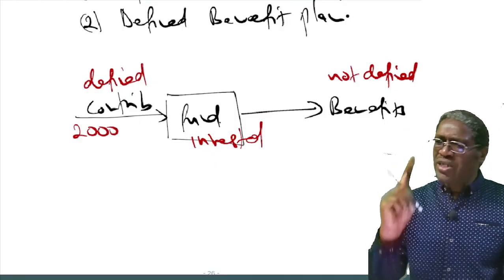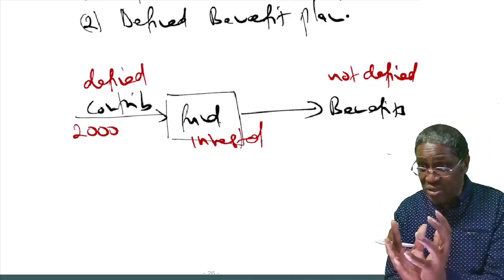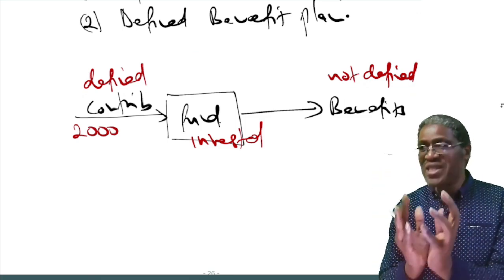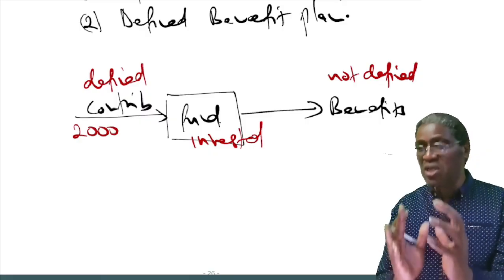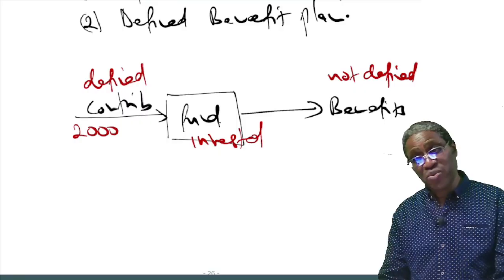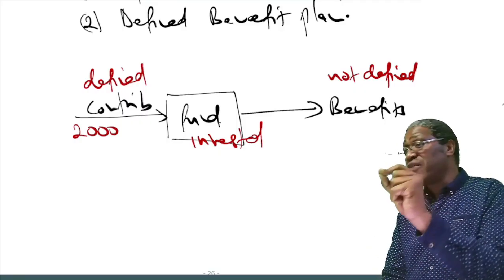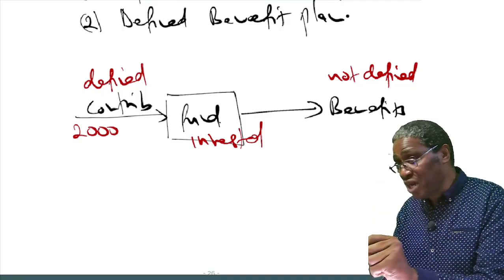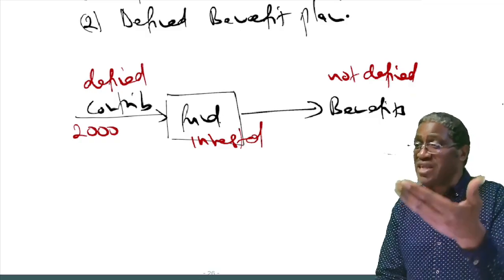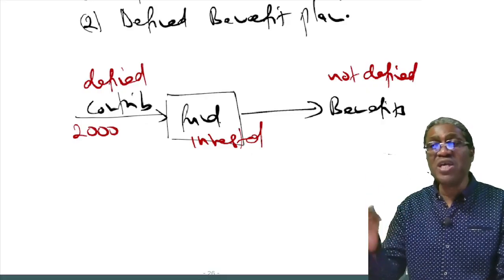Now, it is obvious, therefore, that if the investments perform well in that fund, then it means this funding agent will be able to afford to pay higher benefits to the employees when they retire. When the investments perform well, then the benefits will be more at the time of retirement. But if the investments perform poorly, then the benefits that the employees will take home at the date of retirement will be low.